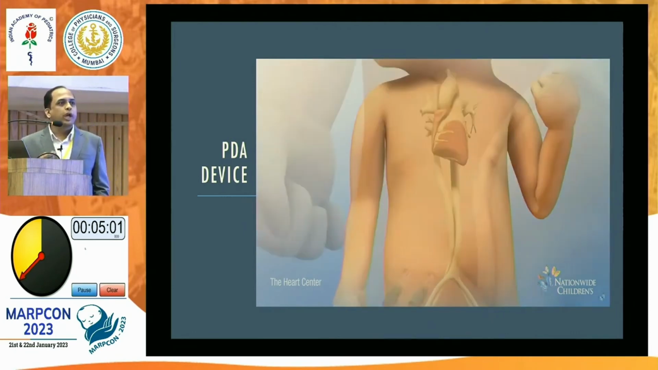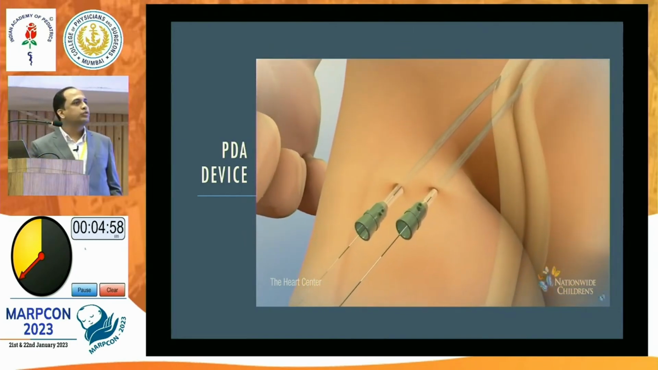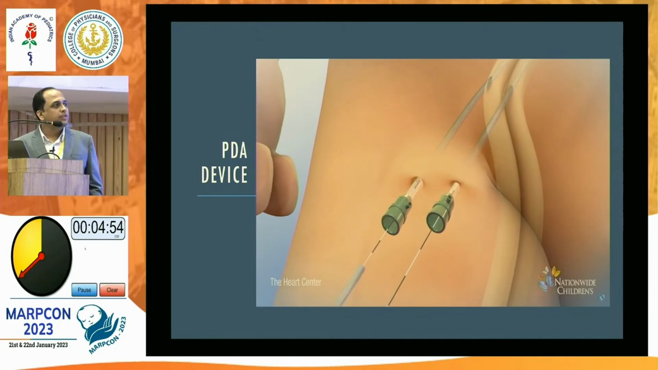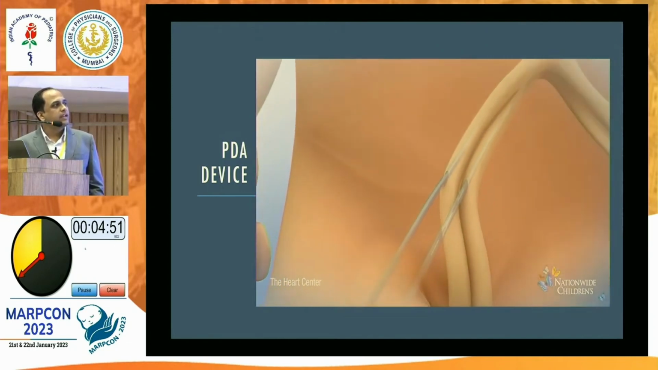So what do we have to do? We have to close this. And nowadays all PDAs can be closed with device closure. There is no need for surgery. For the same, we need two accesses. The first one is an arterial access, and the second one is a venous access.